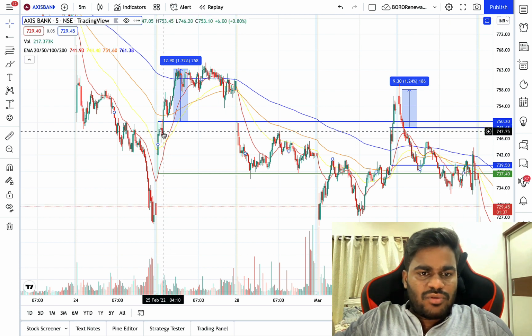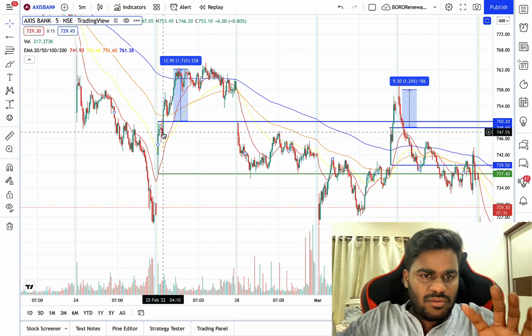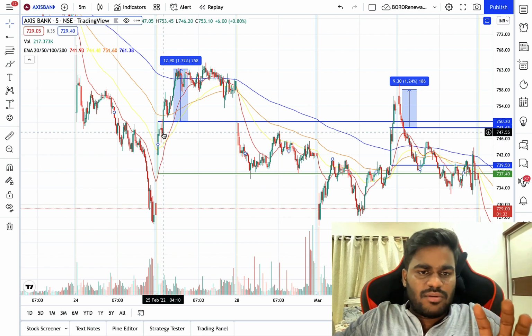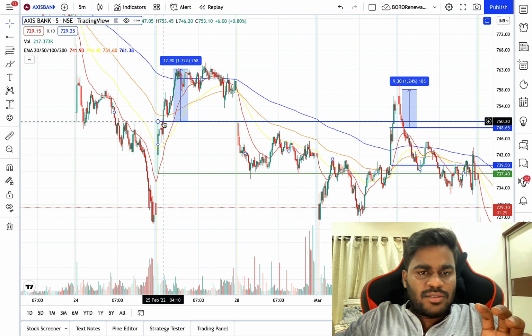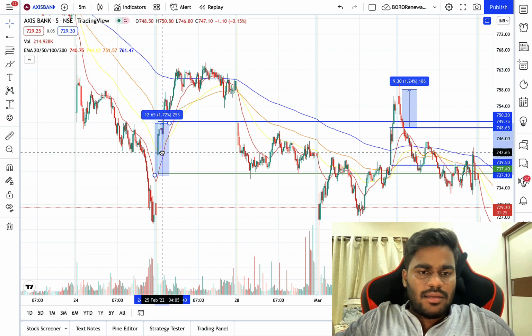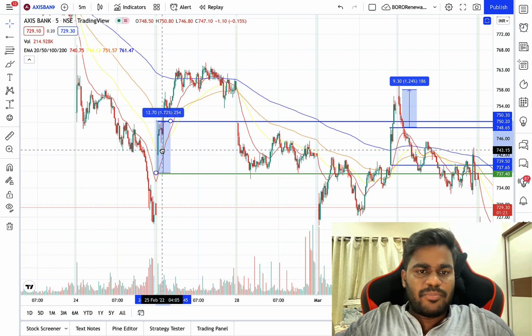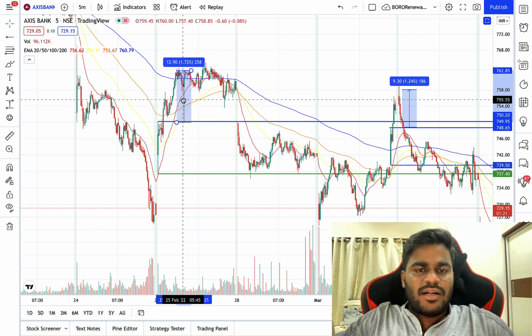1, 2, 3, 4. Sometimes you need to be very careful. Within 4 candles, it will break the top. So I'll take the trade here. See, my stop loss is huge here, 1.7. Obviously I got the profit, I got the target also, 1:1.